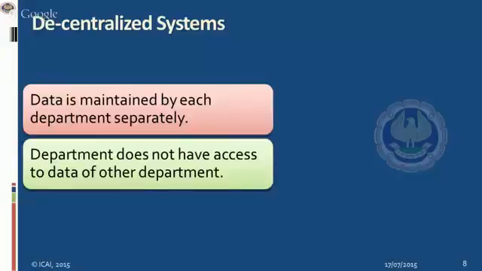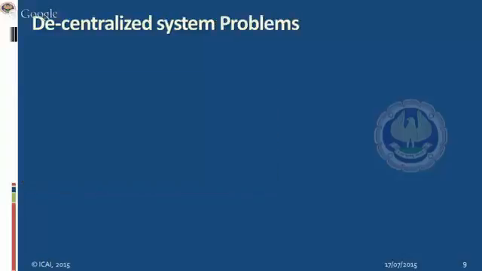Other departments' data will not be connected with any other department. Each department will be using their own data. So let us consider the same case study once again with this particular respect, that is decentralized system problems. What are the problems?